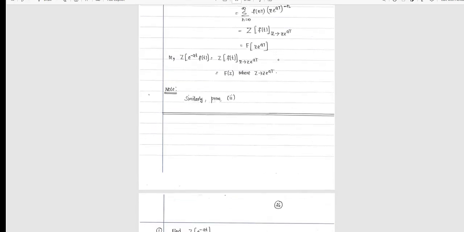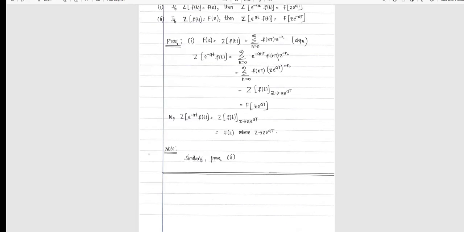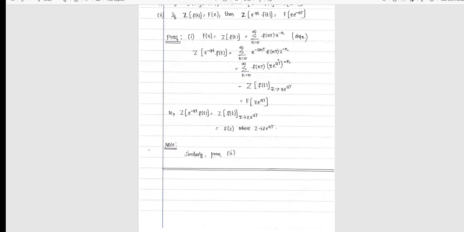In the last step, when you have whole power here minus n, obviously inside the bracket together with z, you need to write e to the power minus aT. Because in the statement you have positive power, when you take whole power negative, inside you need to write negative power. So finally you will get this transform as F of z into e to the power minus aT. Got it?